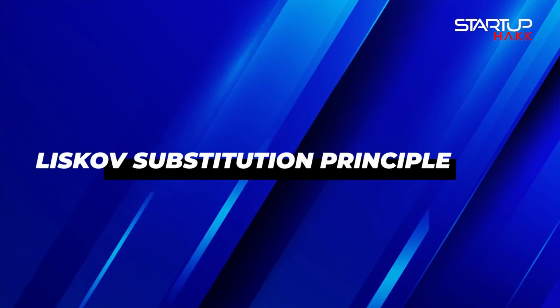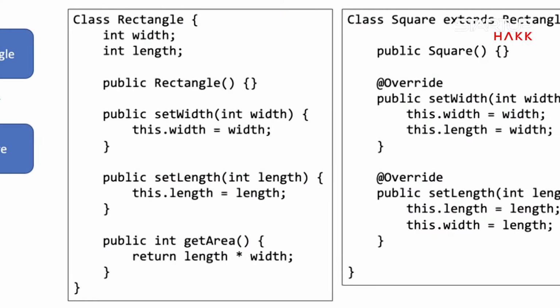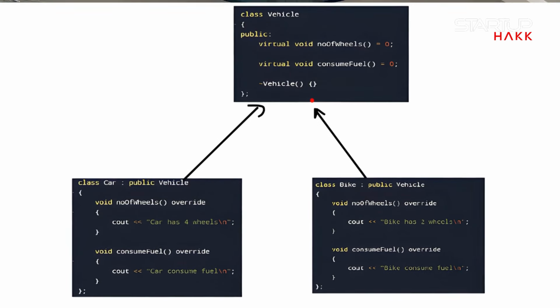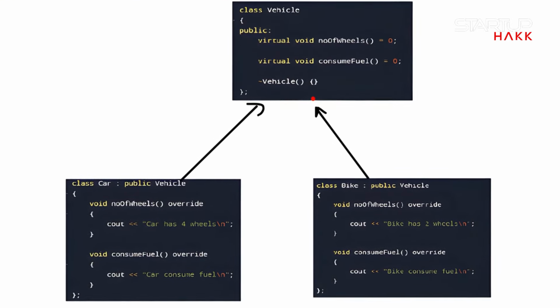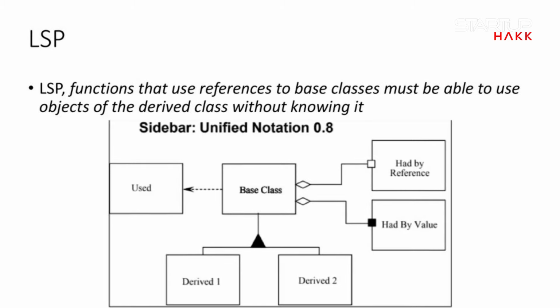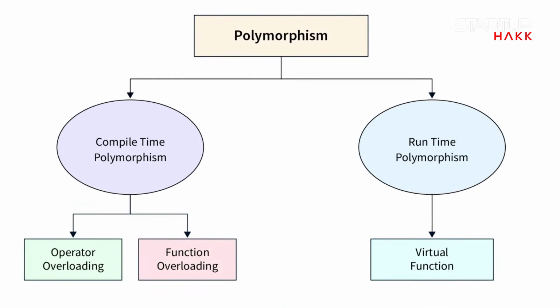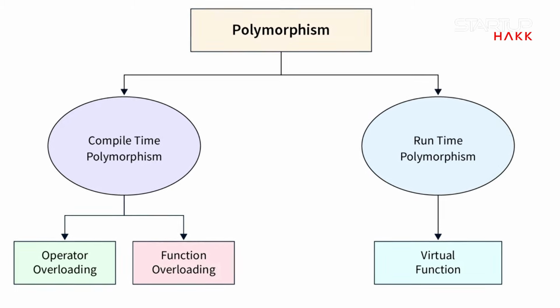Number 3, Liskov substitution principle, or LSP. The Liskov substitution principle ensures that objects of a superclass should be replaceable with objects of a subclass without affecting the correctness of the program. Essentially, derived classes must be substitutable for their base classes. This principle promotes the use of polymorphism and ensures that a derived class can stand in for its parent class. Following LSP helps in creating more reliable and maintainable object-oriented systems.